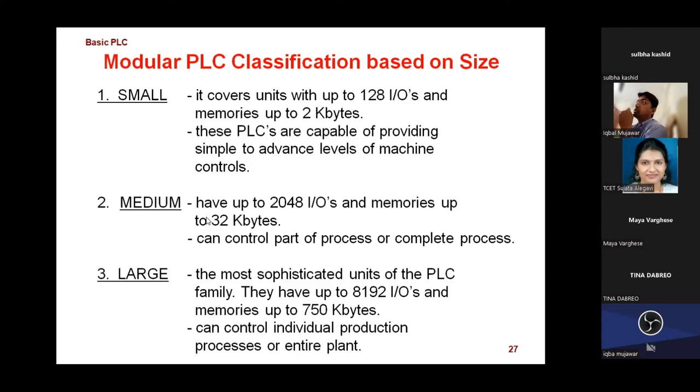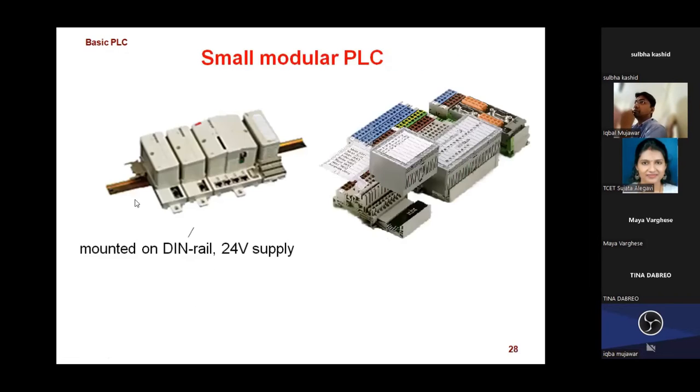If various processes are there, I won't control one process with a single PLC. I can go with the medium. And if I want to create the automation of one machine only, then I can go with the small. These are examples of the classification of modular type PLC. Then you can see here the modular: we can add modules on the rail. This is a DIN rail with a 24-volt supply, and I can connect modules as per my requirement. I can extend, increase and reduce the input output pins as per my requirement. That is possible, and because of that it is called a modular type of PLC.